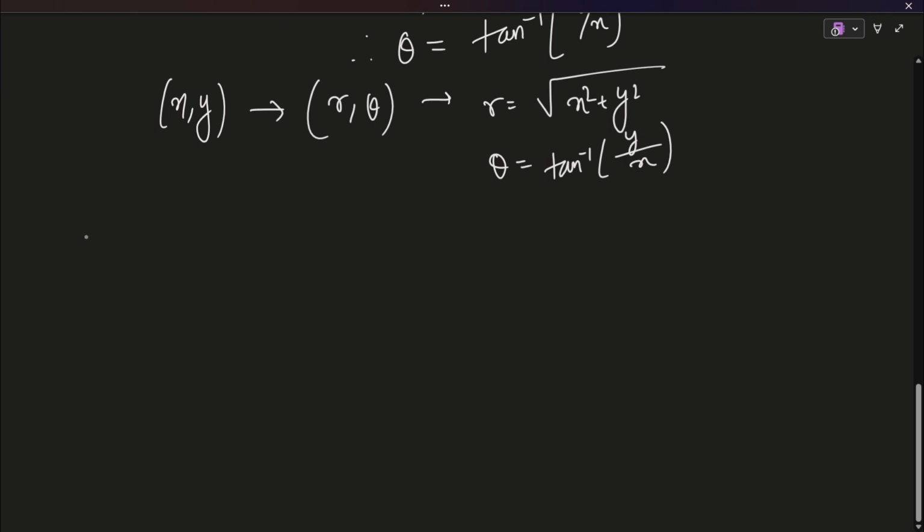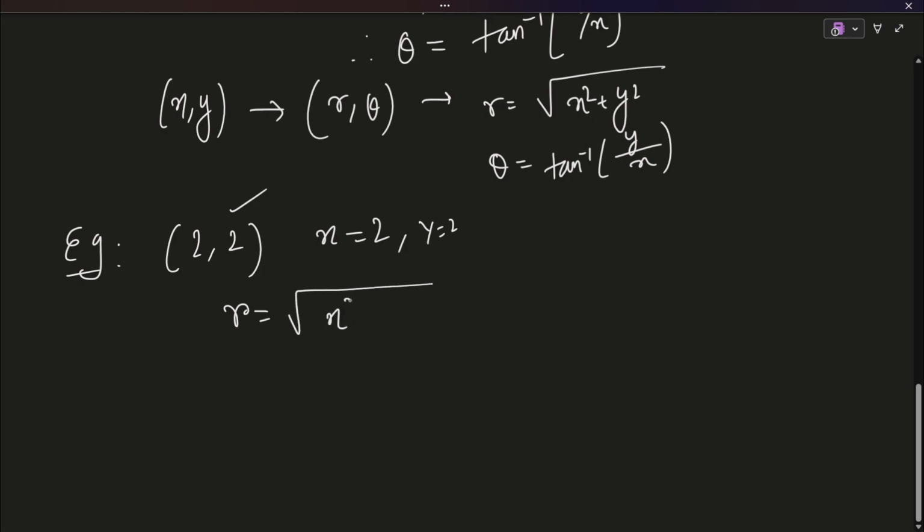First, let's find out the basic example. Let's say we have a point 2 comma 2 and we want to transform this Cartesian point into a polar coordinate. So obviously our x is 2 and our y is 2, right? In terms of x and y. Now, what do we know? We need to find r and theta in order to transform it into a polar coordinate.